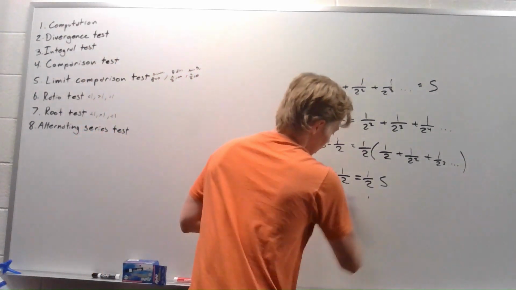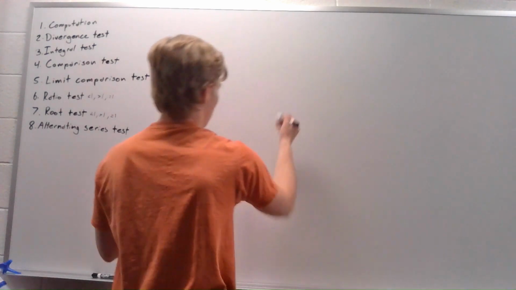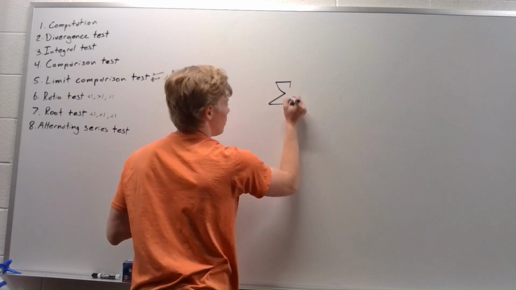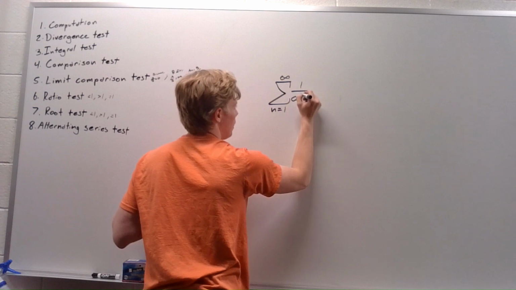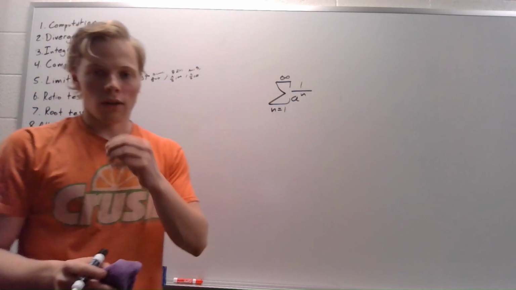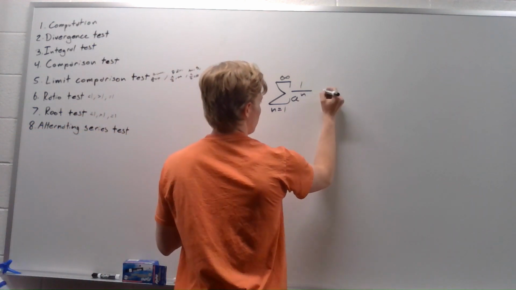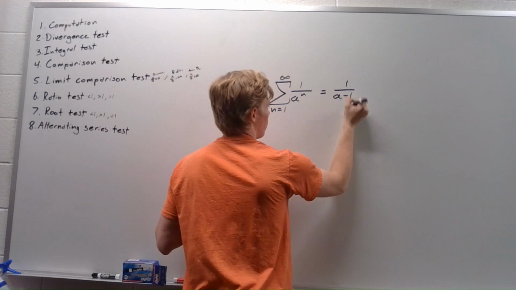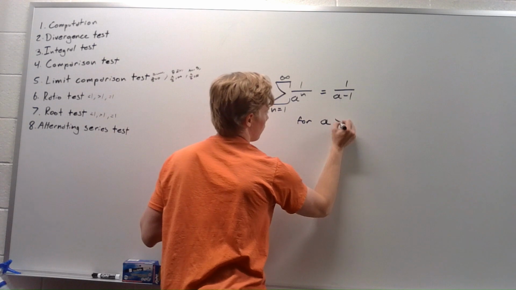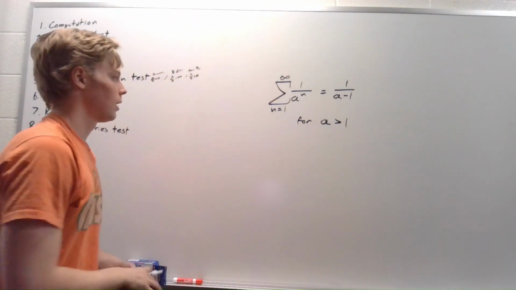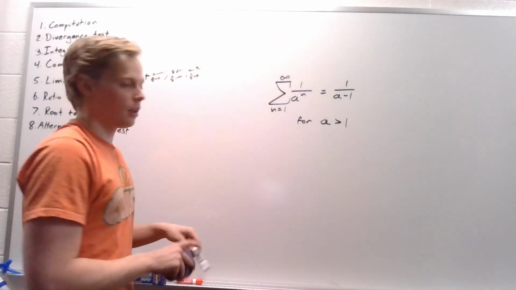And there is a general pattern that these types of sums will match. And I'll let you guys prove that if you want to. But the sum from n equals 1 to infinity of 1 over a to the n, where a is just any number greater than 1, is going to be equal to 1 over a minus 1, for a greater than 1. And so let's remember this, because that will be useful later.